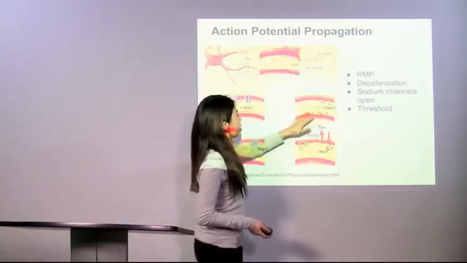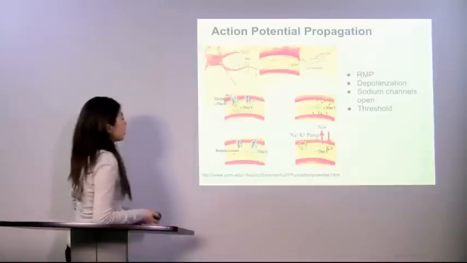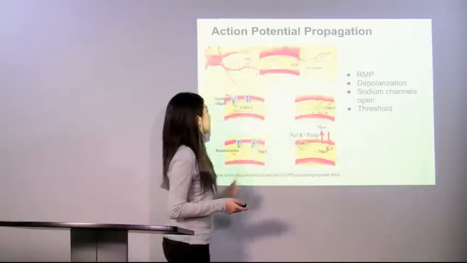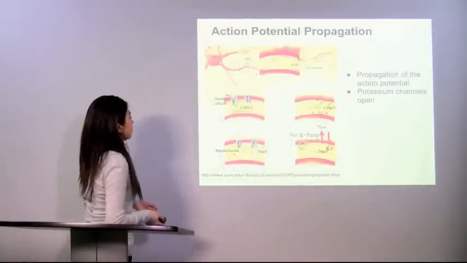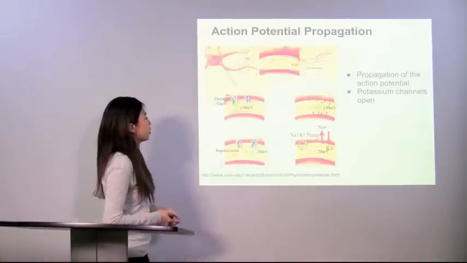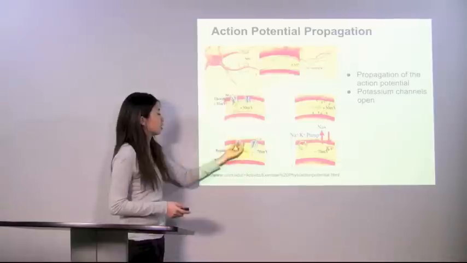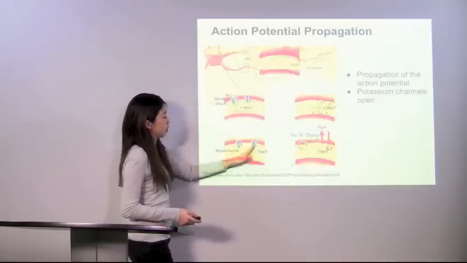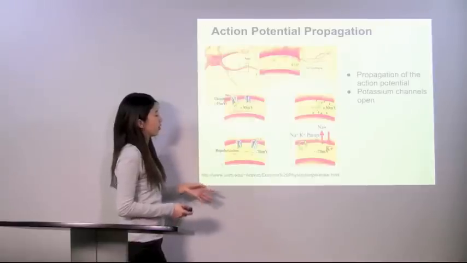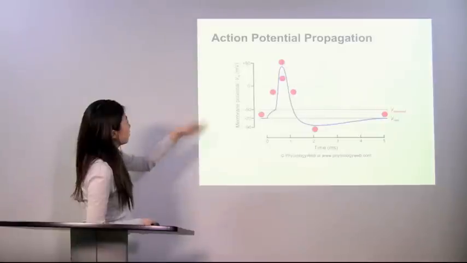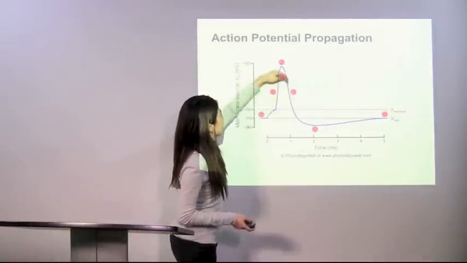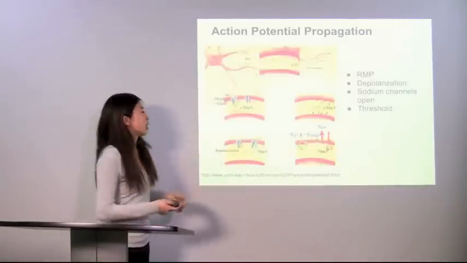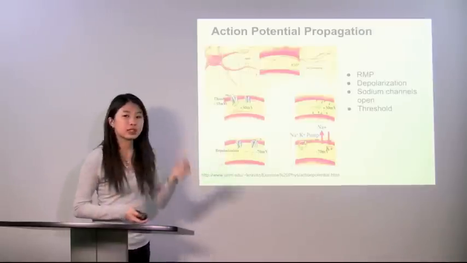So here you can see the propagation of the action potential. It will only go in one direction. It won't come back. And so the depolarization also slowly causes the sodium channels to close, and it will open the potassium channels. So the potassium will rush out of the cells, causing the cell to become more negative. As you can see in this picture, it is coming down, and this is called the repolarization. So this is a cycle. It occurs really fast.